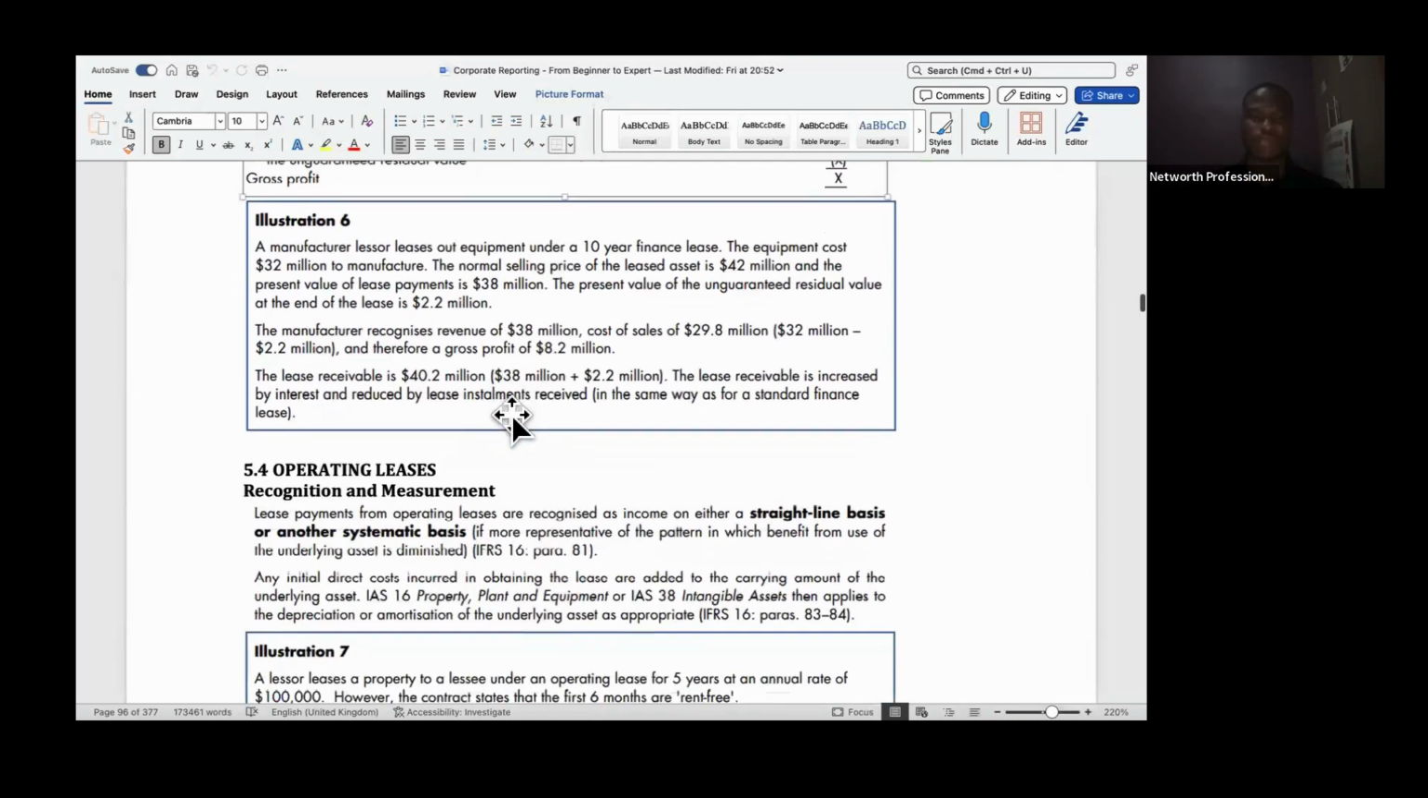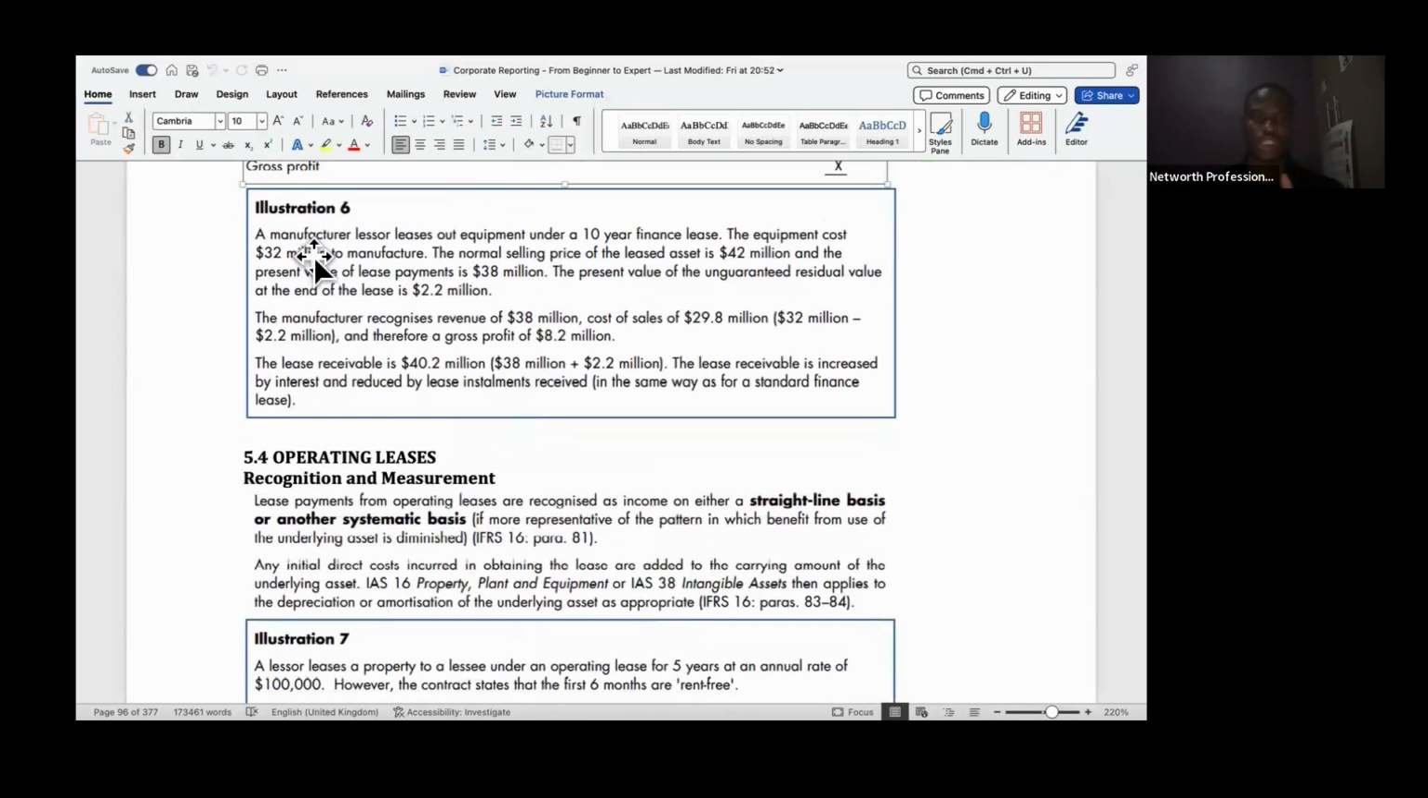Now, let me put it in perspective to you with this question. It says a manufacturer lessor leases out equipment under a 10-year finance lease. The equipment costs 32 million to manufacture. The normal selling price of this lease asset is 42 million. And the present value of the lease payment is 38 million. The present value of the unguaranteed residual value at the end of the lease is 2.2 million.